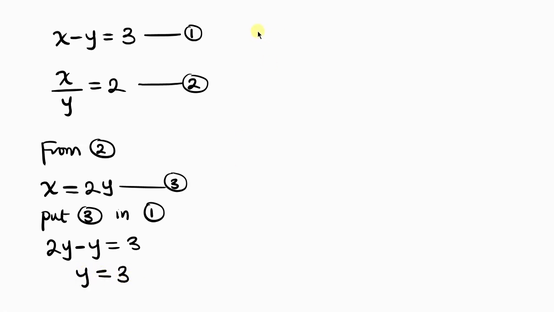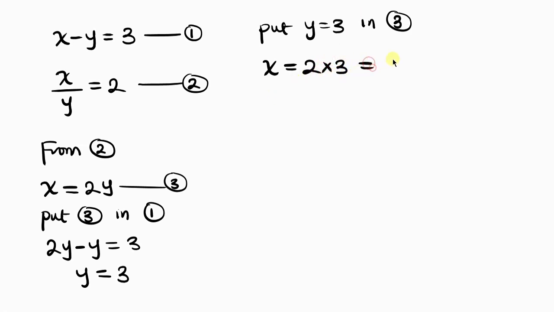Now let's put the value of y in equation 3. That means put y equal to 3 in equation 3. So for equation 3, we have x to be equal to 2 times y. And the value for y we got is 3, so times 3. And 2 times 3 gives a value of 6. So we've got solution for x and y. So the value for x and y are x is 6 when y is 3.